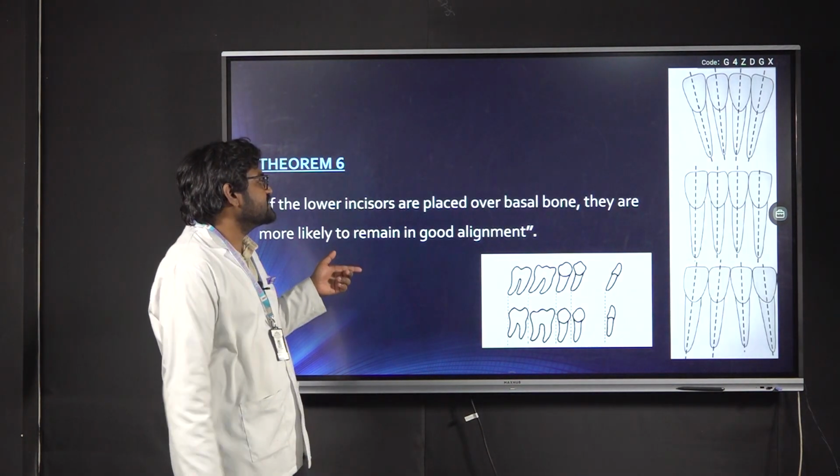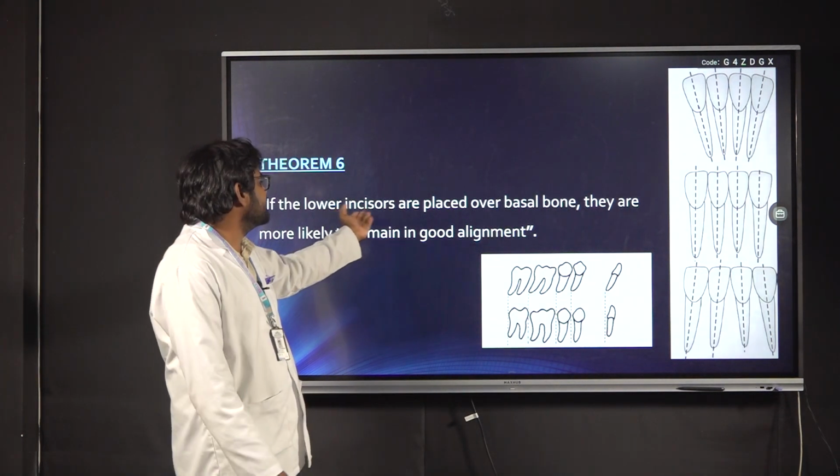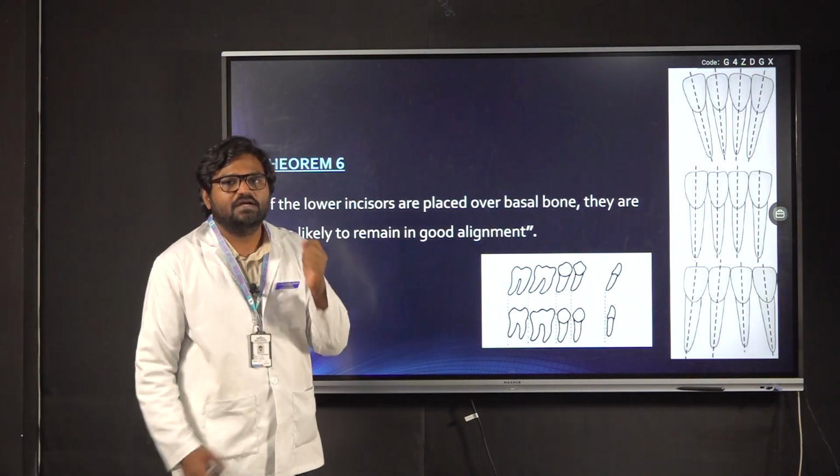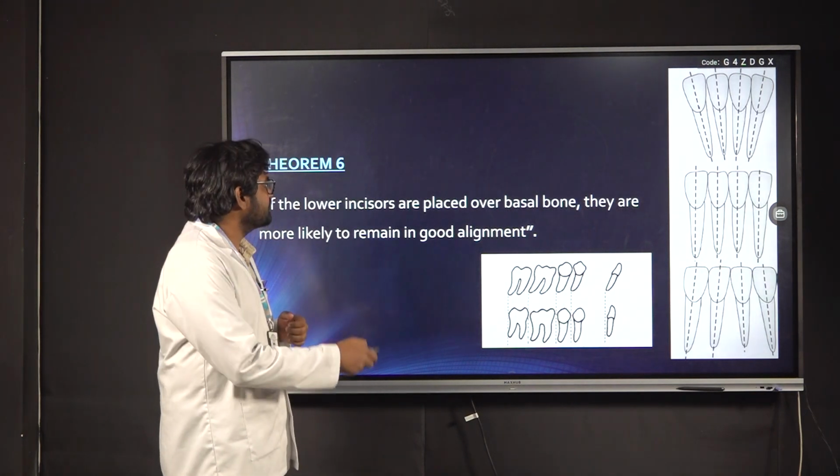And next is theorem 6. This is nothing but your mandibular incisor rule. That is, your incisor should be placed over basal bone, and they should be upright or 90 degrees to your basal bone or the lower border of the mandible.